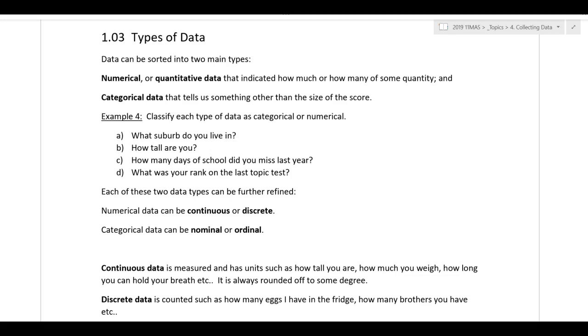If the answer to the question that I ask is something that has been counted, such as, how many brothers do you have? How many days of school did you miss? How many eggs go in this cake? If you count it, then it is discrete data. So continuous is measured and counted is discrete.